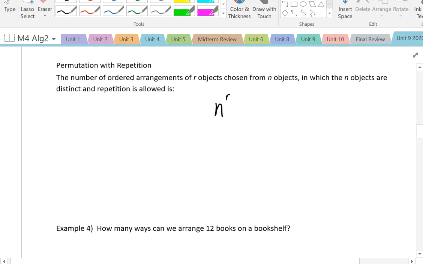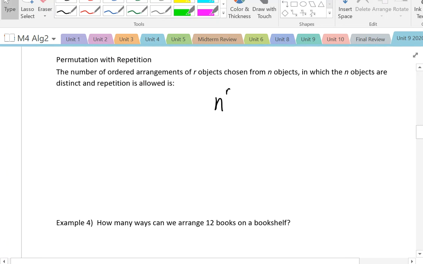All right. So how many ways can we arrange 12 books on a bookshelf? Now, here's where the repetition comes into play. There are going to be 2 different types of repetition between the 2 lessons. I cannot place the same book in 2 different spots. Once a book is placed on the shelf, it obviously can't be put in another spot because it's already physically taken out. So I'm not going to do repetition.